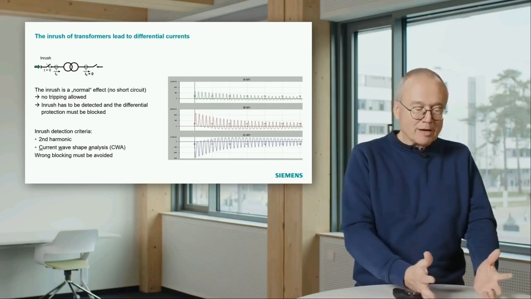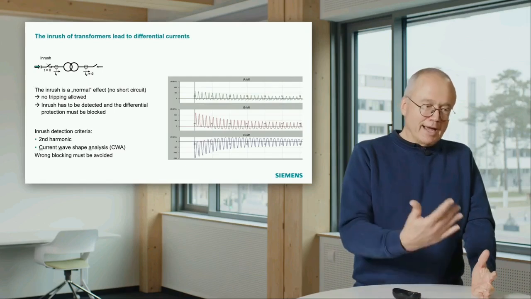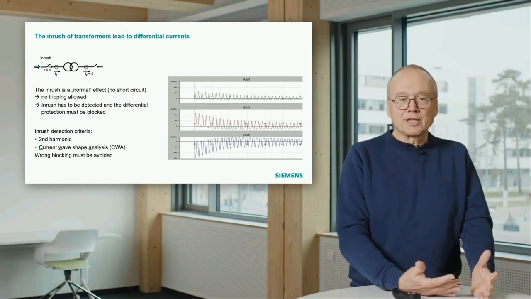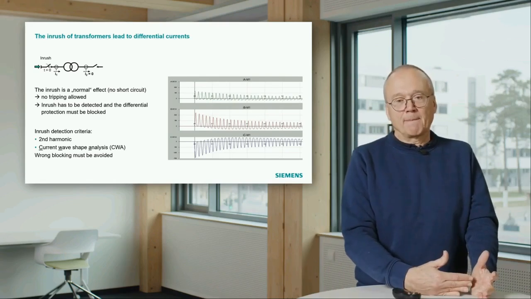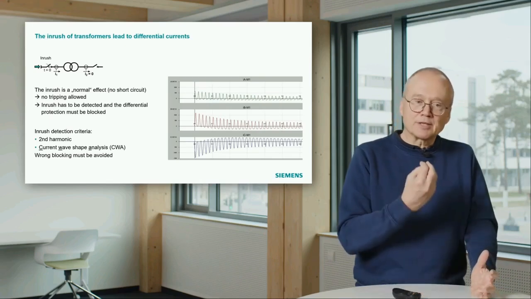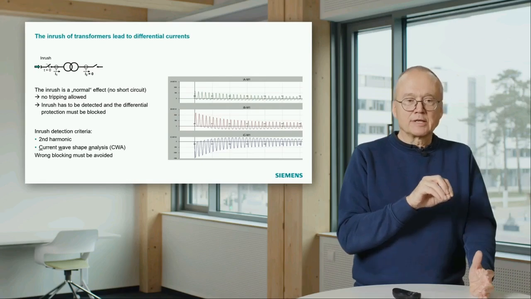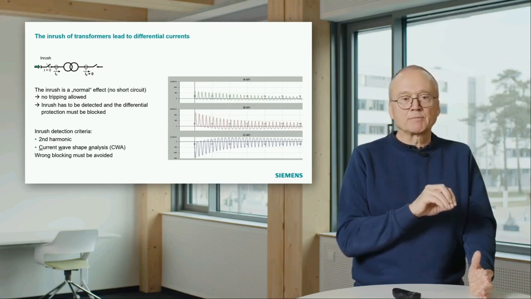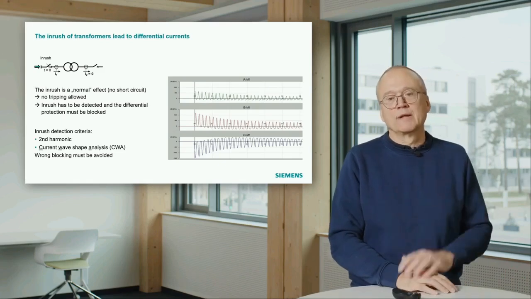That means if you have in reality a short circuit and then your algorithm suddenly says, oh, it looks like an inrush, and you block the protection, you have a missing operation of your protection. That means these algorithms for inrush detections are very sensitive things. They must be treated and tested very carefully so that you don't do a wrong blocking.